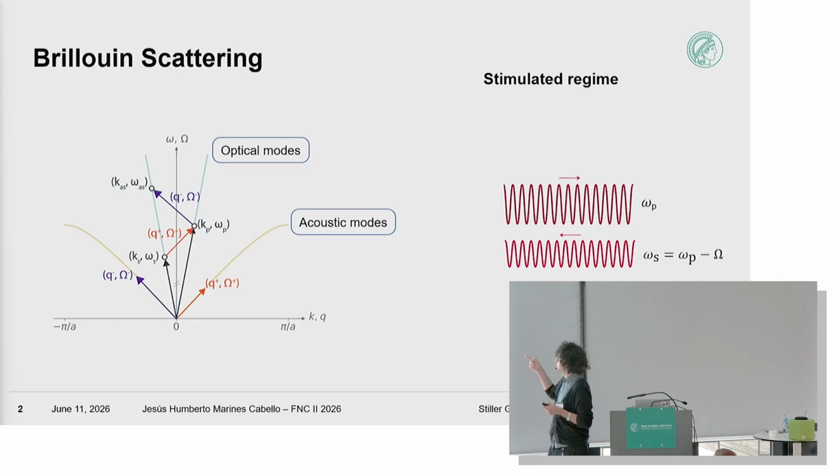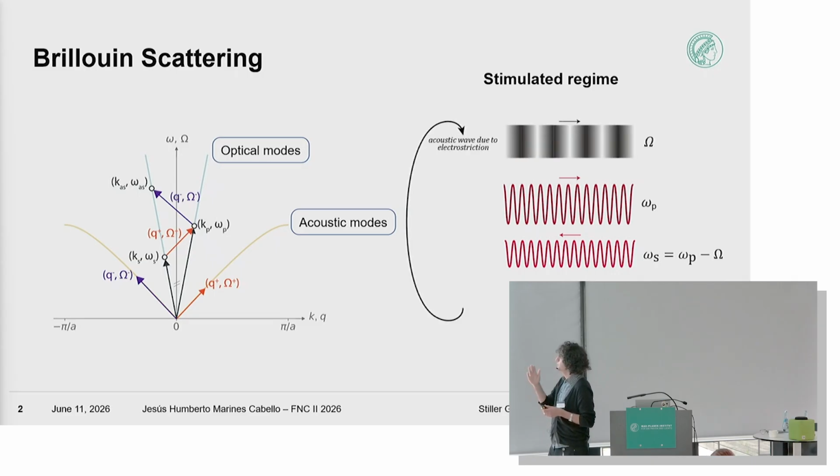If we start with a pump and a seed, and the seed is downshifted by the acoustic resonance frequency of your material, they are counterpropagating, and when they meet, they will form a beating intensity pattern. And then because of electrostriction, they will generate an acoustic wave.